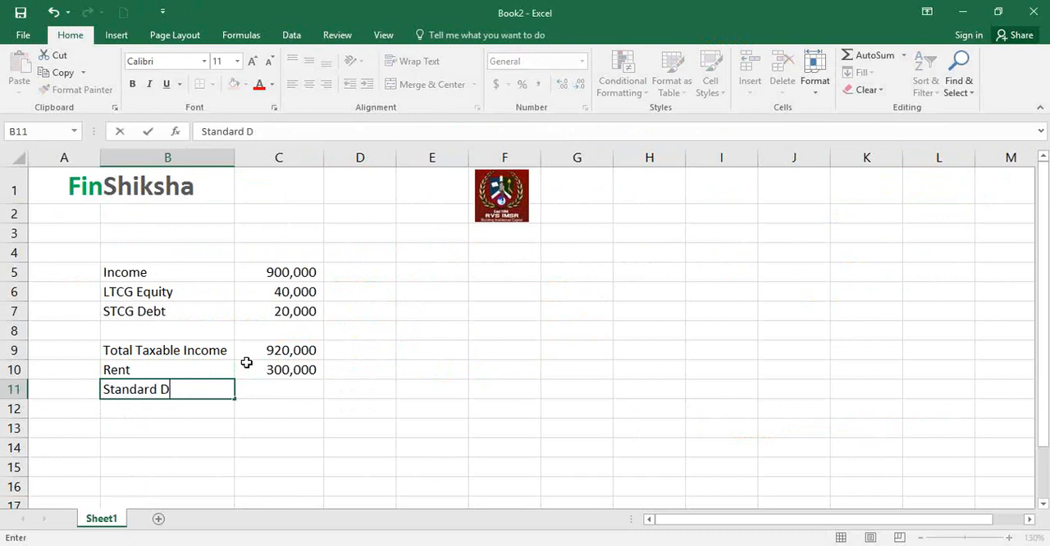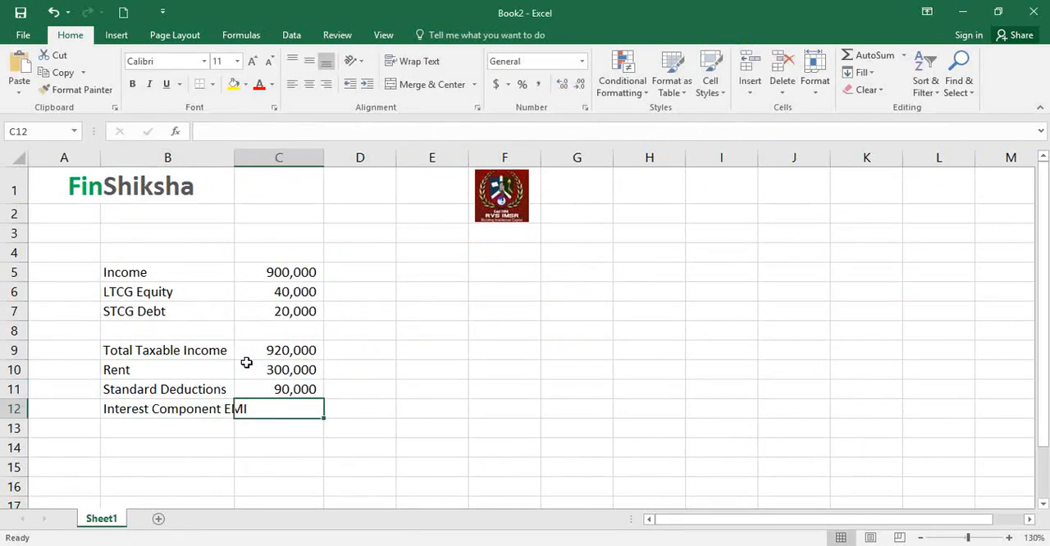Standard deductions will be 30% of the rent received, remember that? And the interest component on EMI, remember, is 2.5 lakhs. So we can subtract all of this. This entire thing could get subtracted.